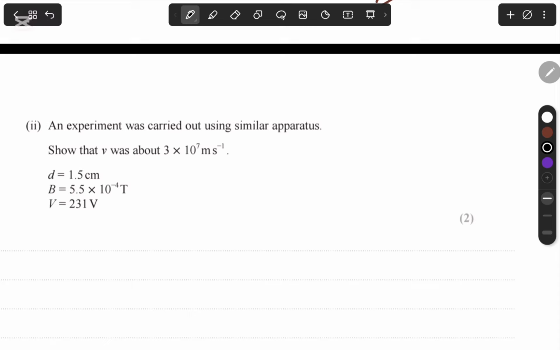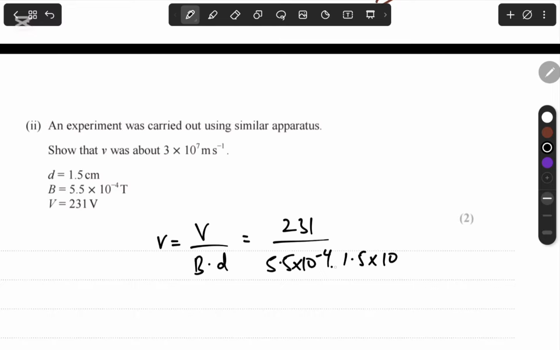They just want you to plug in the values and get the answer. So v is equal to capital V over B times D. So 231 over 5.5 times 10 to the power of minus 4 times 1.5 times 10 to the power of minus 2. So we're going to get 2.8 times 10 to the power of 7 meters per second, which is approximately 3 times 10 to the power of 7 meters per second.